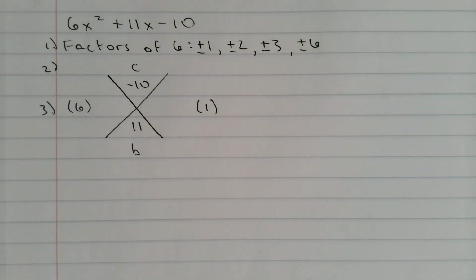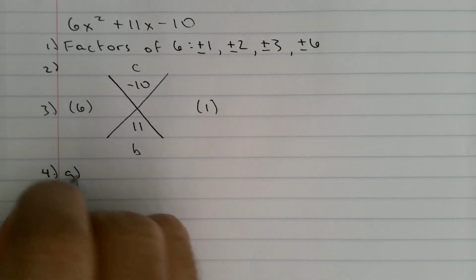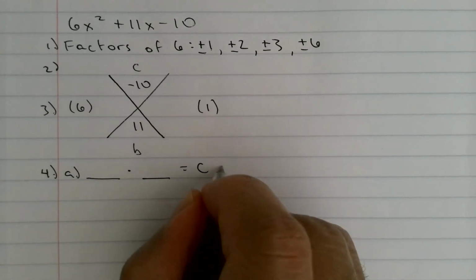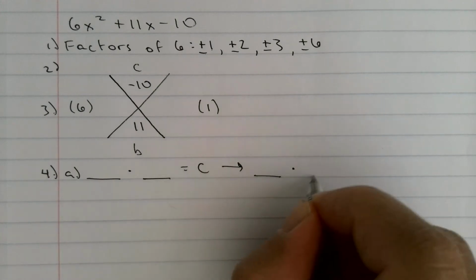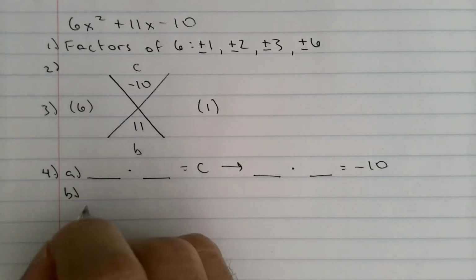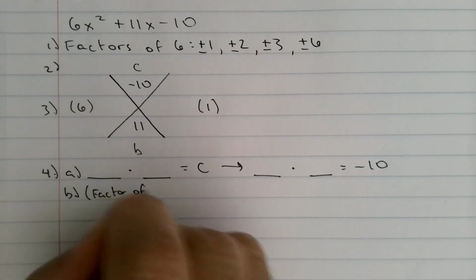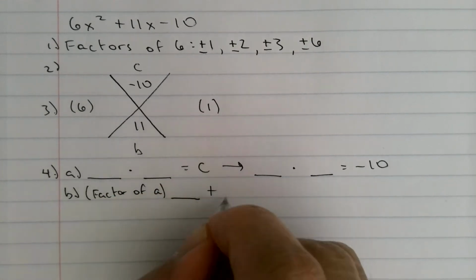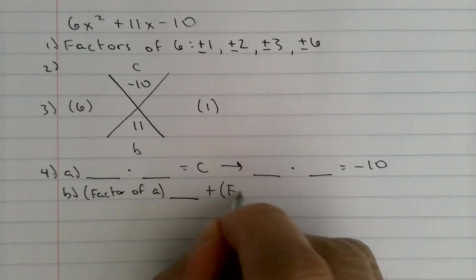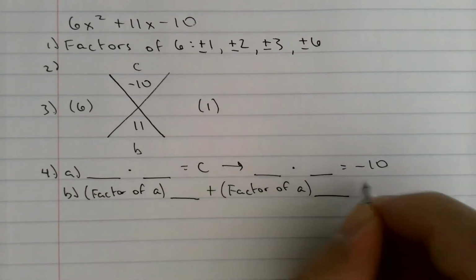So what we see in the next step is the following. Find two integers that meet the following criteria. We're going to find two numbers that multiply and get us the C value, which in this case are two numbers that multiply and get us negative 10. And then it says factor of A multiplied by the first number that we've picked, plus, in parentheses, factor of A times whatever the second number is that we picked.